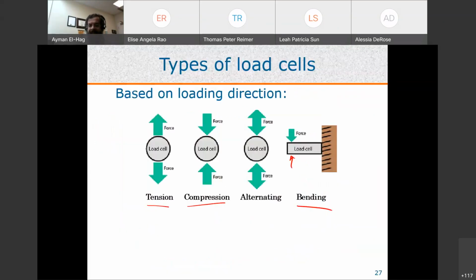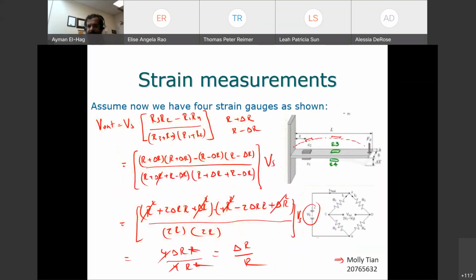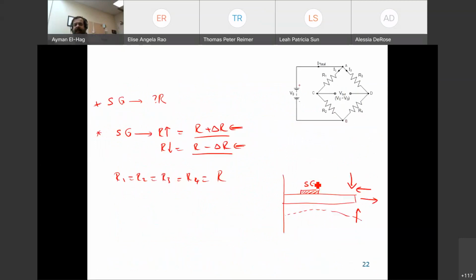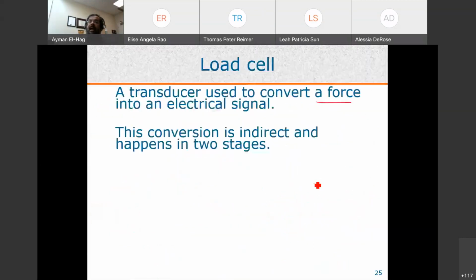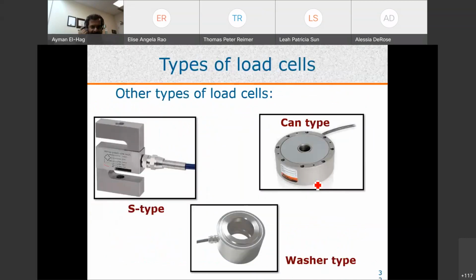Now, in the previous example, when we have a cantilever force and we apply the force in this direction, it becomes like this. So the one on top will be elongating, the one at the bottom will be compressed, and then the one on top will increase the R, and the one at the bottom will have a decrease in the R. Hopefully that explains what is happening.